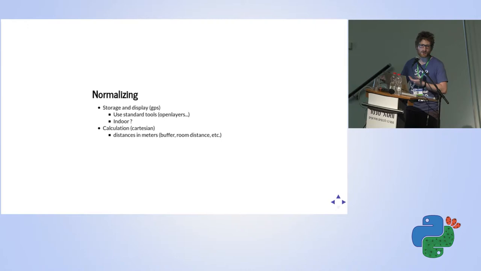We'll use standard tools to display it, like OpenLayers. And if we are indoor, we will display a map with this data. And if we need to make calculations, for example, is the person in one room, we will have to account for error margins. We'll make what we call a buffer around our rooms in meters. For that, we will have to change our coordinates from GPS coordinates to Cartesian coordinates on a 2D plan in meters.